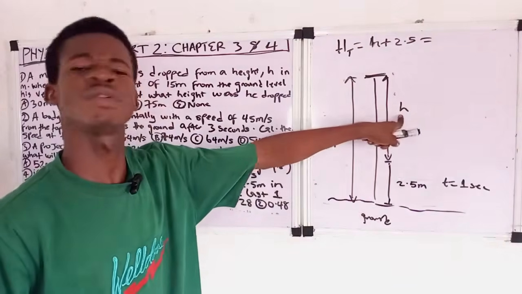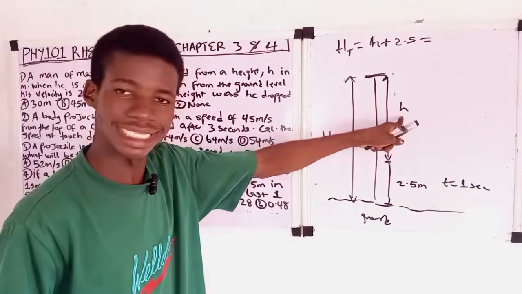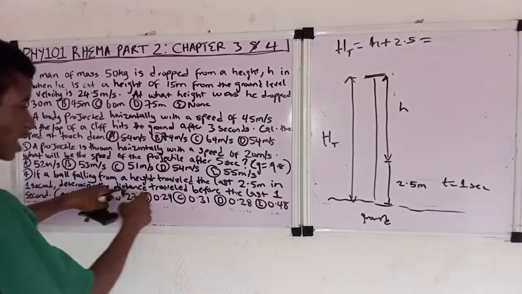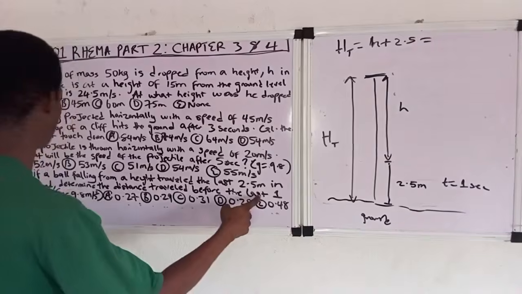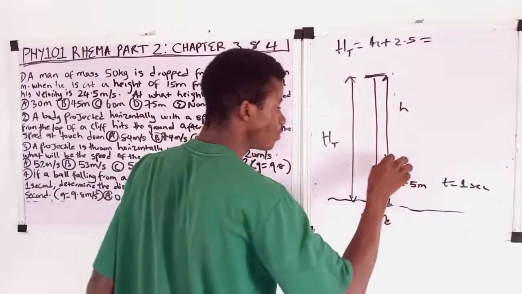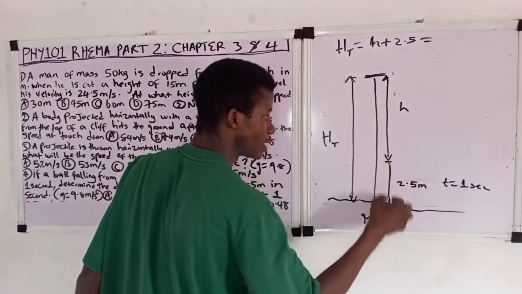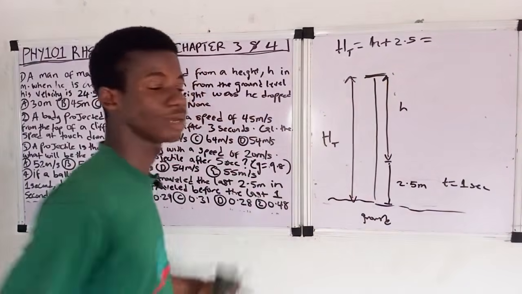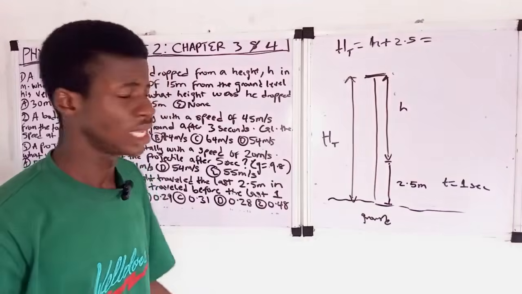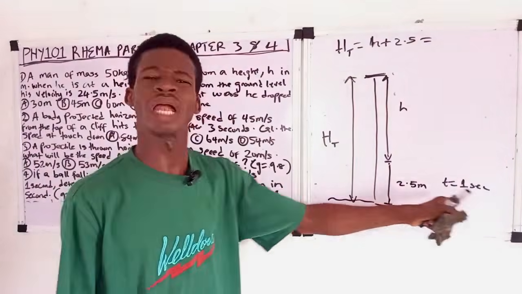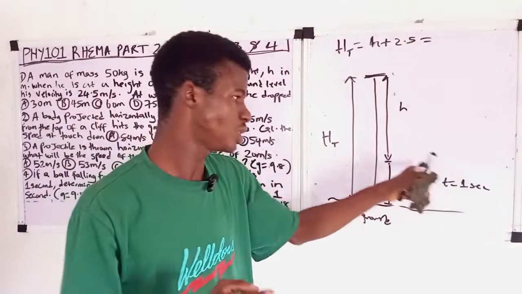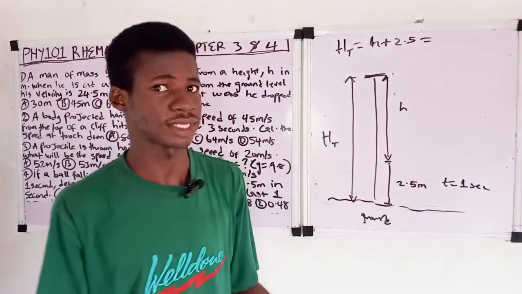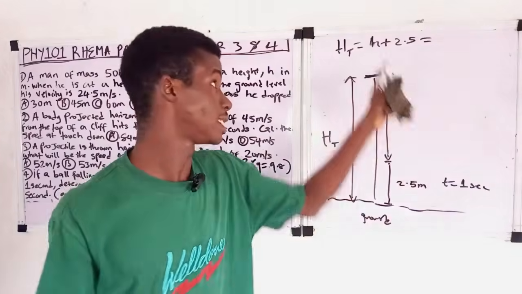Now I want to look for this height before. They said determine the distance, or the height, before the last 1 second. So we want to calculate for the letter h. How are we going to do it? It's very easy. At first, we use these two parameters to look for the velocity with which it falls from this place to this place. When we get the velocity, we can easily get this height.